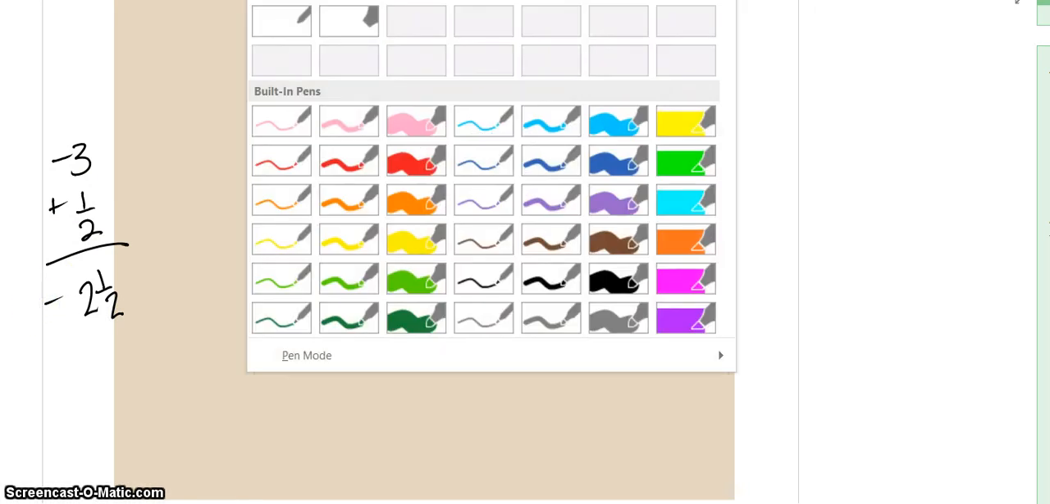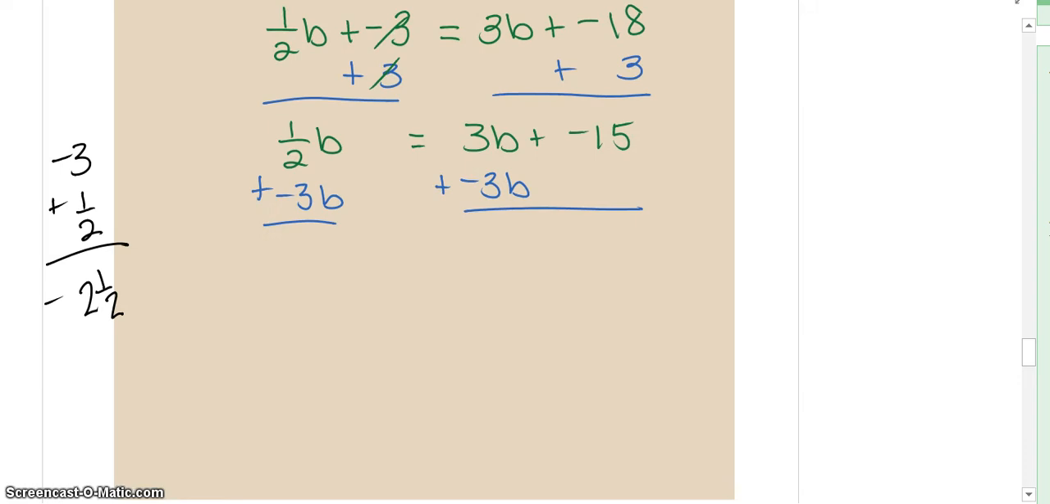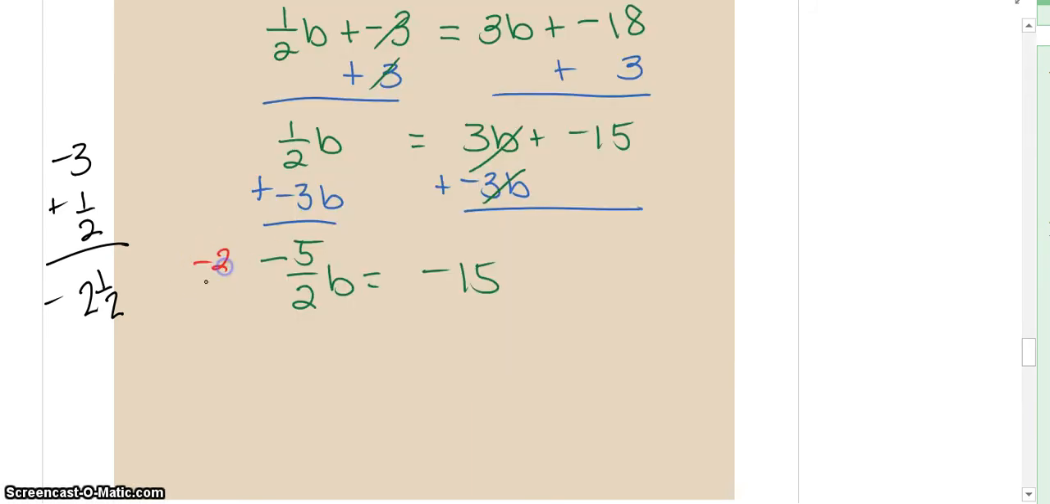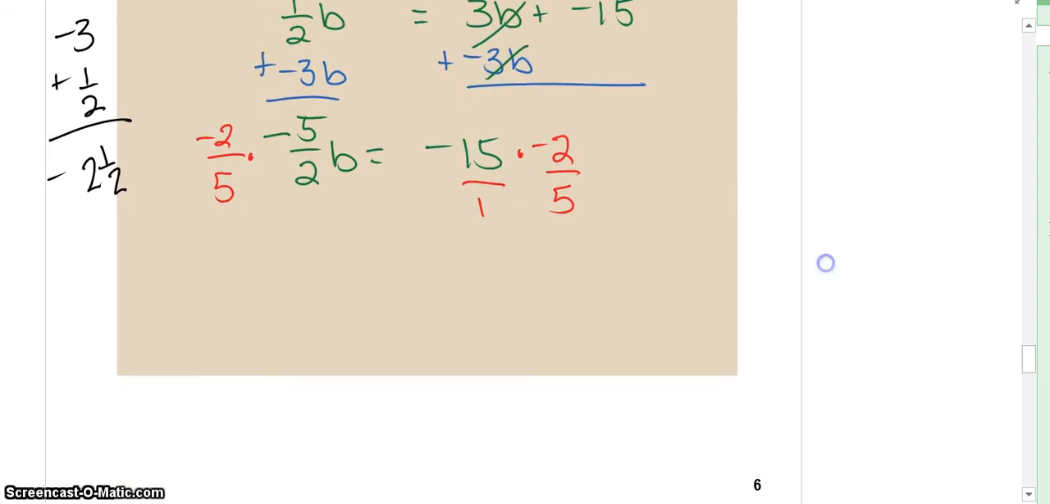So now we're going to end up having to multiply by the reciprocal, so I'm actually going to write this as an improper fraction. That's actually negative 5/2 b equals negative 15 because those 3b and negative 3b canceled. All right, so now we multiply by the reciprocal on both sides in order to get b by itself. So I'm going to multiply by negative 2/5 on both sides. And this is where multiplying by the reciprocal really comes in handy because we're having to work with fractions.